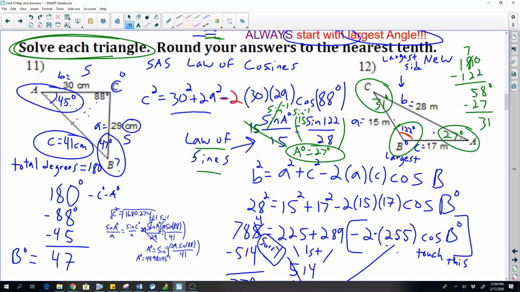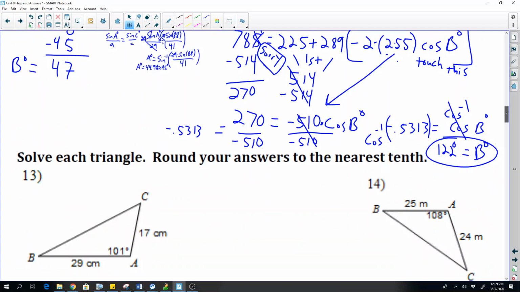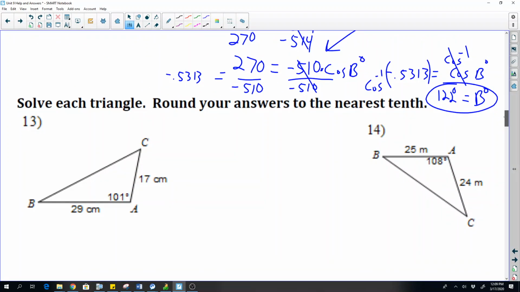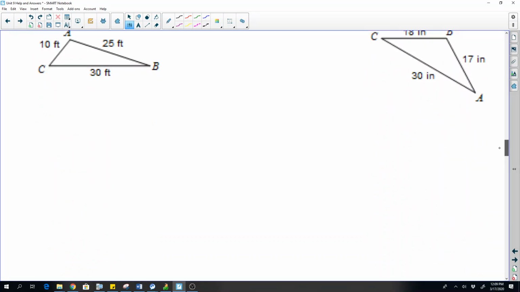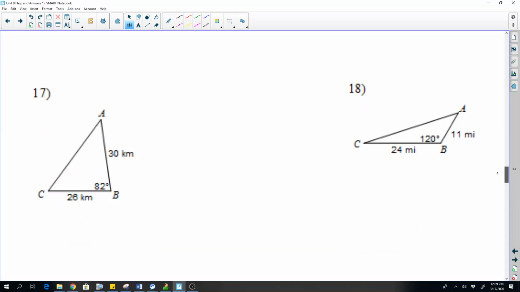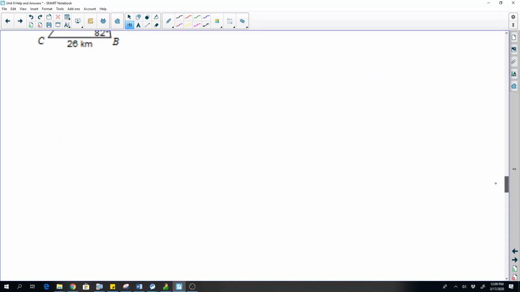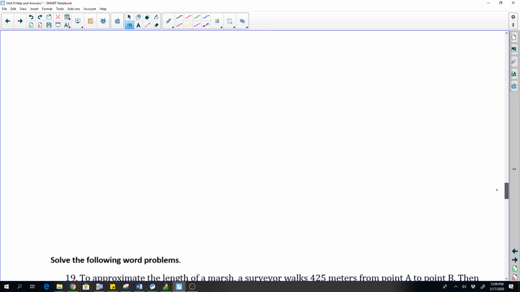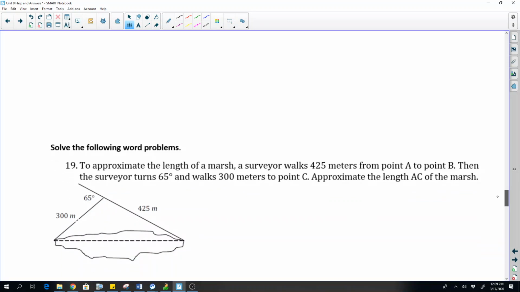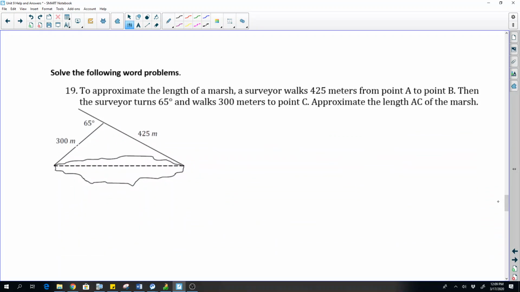Nice, nice. So go ahead and try those same processes with number 13 and 14, number 15 and 16, number 17, 18. Keep practicing. Not do till after we come back there. And then when we get to 19, it's just going to be side angle side.